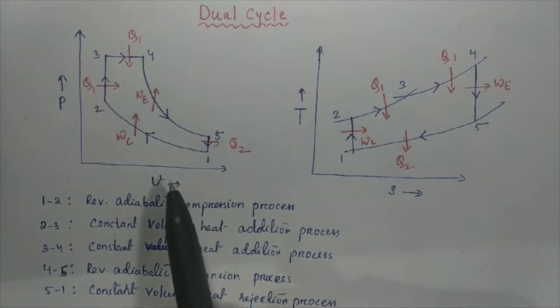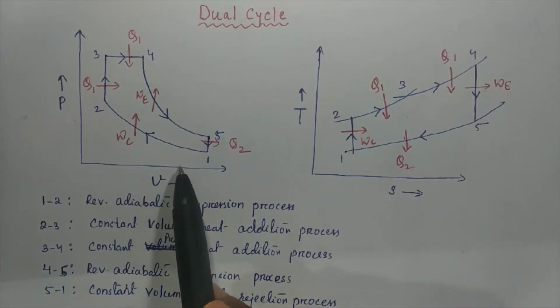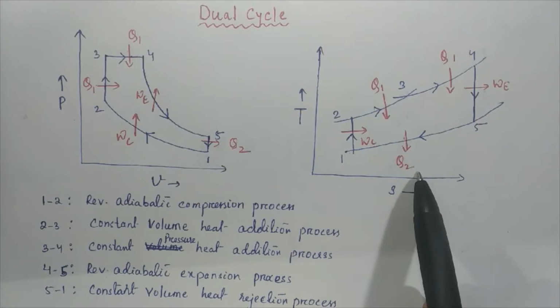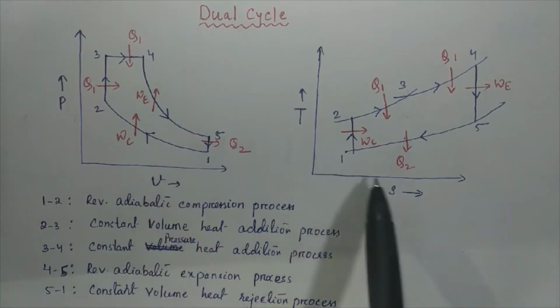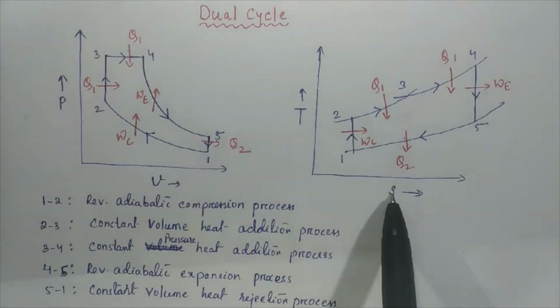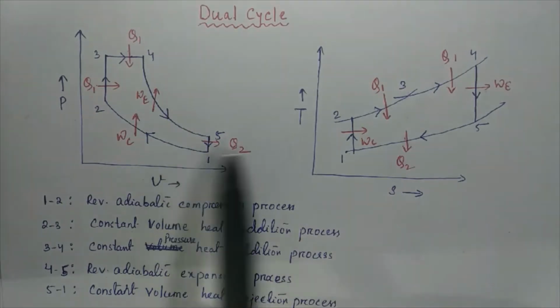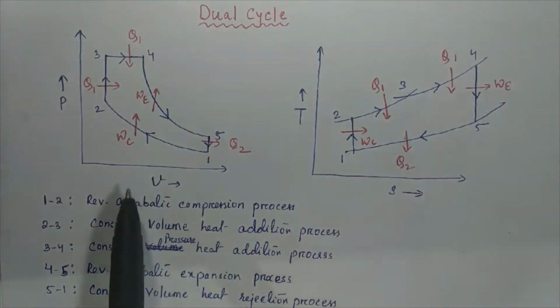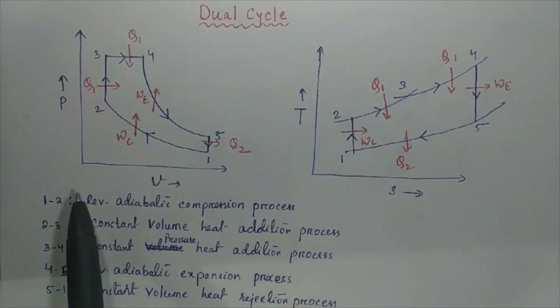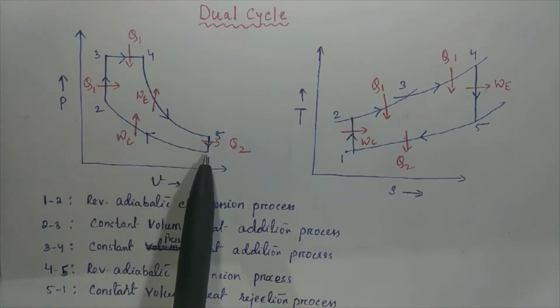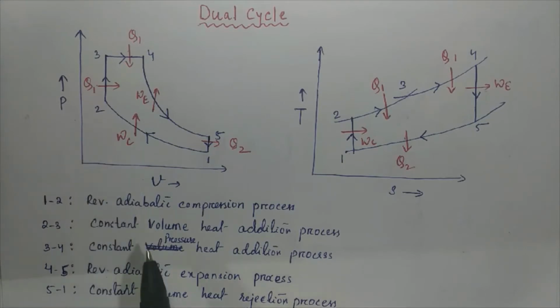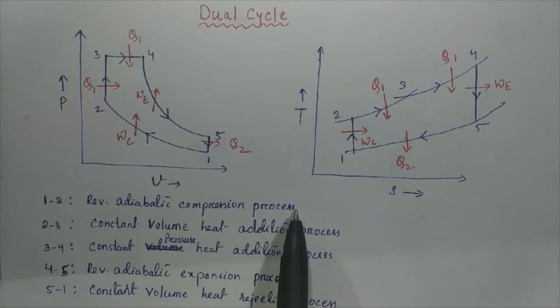So here are the coordinate diagrams, that is the PV and TS diagrams. The PV diagram represents the pressure-volume diagram and the TS diagram represents the temperature-entropy diagram. In these two diagrams, the processes are 1 to 2, 2 to 3, 3 to 4, 4 to 5, 5 to 1. Now what is this 1 to 2 process? The 1 to 2 process is named as reversible adiabatic compression process.